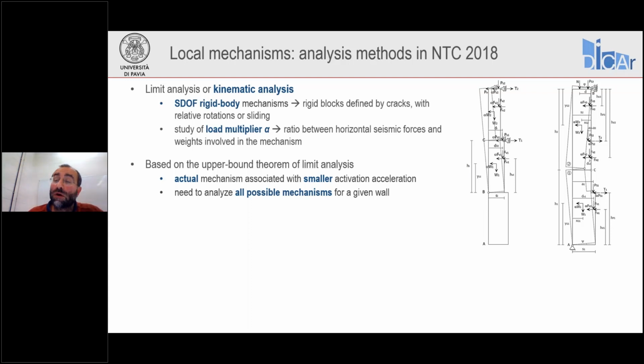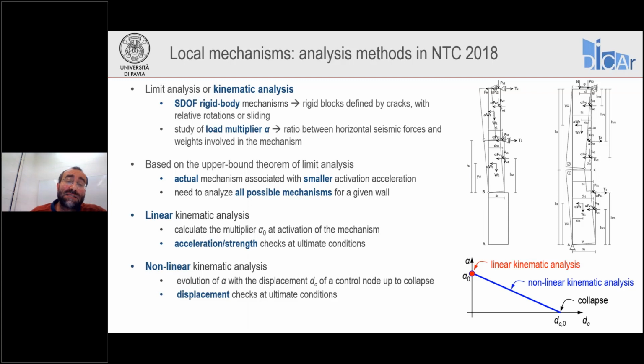Well, which one of these two will develop? The one that is activated by the smallest acceleration. So this means that in order to know the mechanism that will develop, in theory, we should analyze all possible mechanisms that can be developed in a given wall. This can be, of course, time-consuming, but usually the experience of the engineer will lead to the selection of the most likely mechanisms to be considered in order to reduce the computational burden.